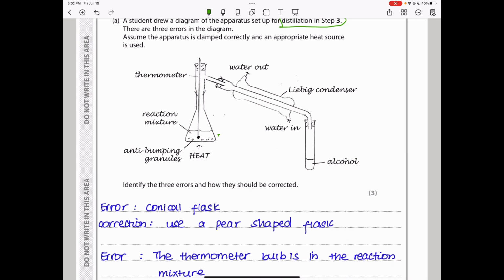The first error is about the thermometer. The bulb of the thermometer should be at this point and the thermometer pointing out. So that is wrong. There is another error in the conical flask being used as a source of heating. And because there is no sidearm here, there is an error in basically stoppering this place, because it means pressure is going to build up and this could lead to disastrous situations.